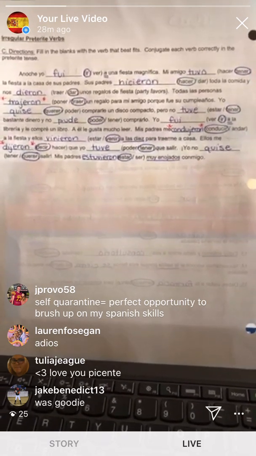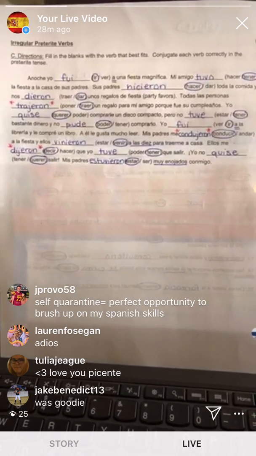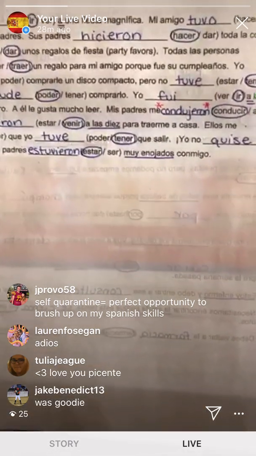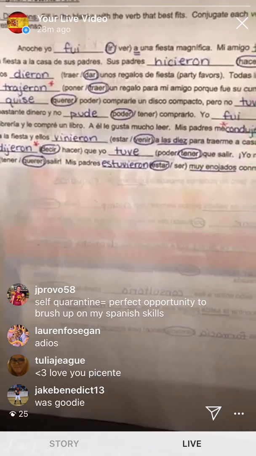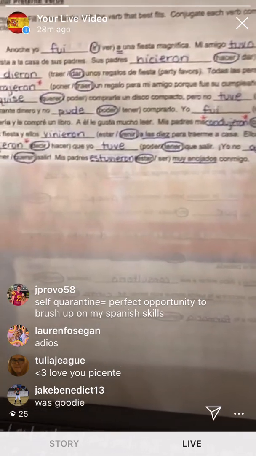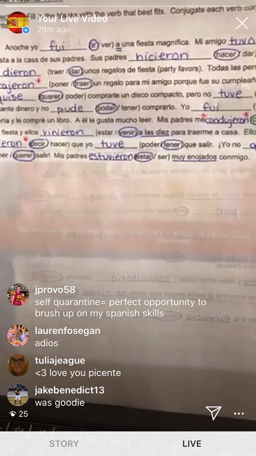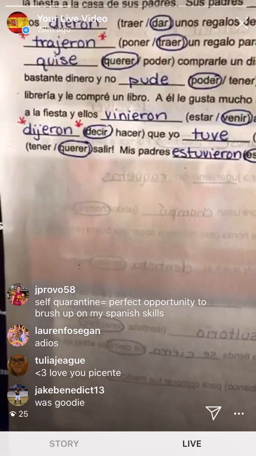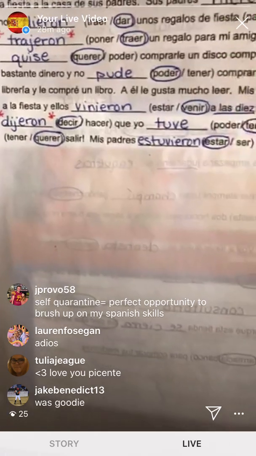My parents drove me, that's what conducir is, condujeron, to the party, and they vinieron a las 10 para traerme a casa. Ellos me dijeron, they told me that I had to leave, que tuve que salir. And again, the reason why this is in the ellos form dijeron is because it's my parents that are doing it.